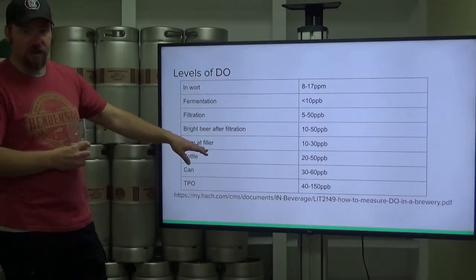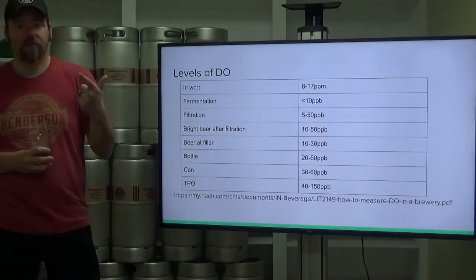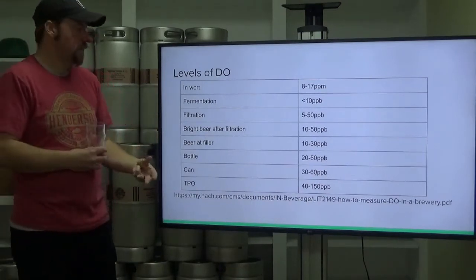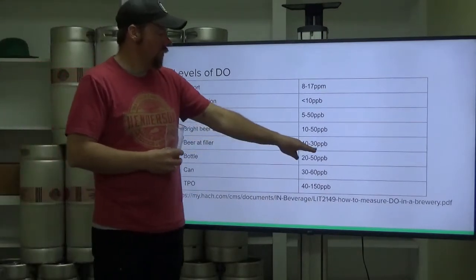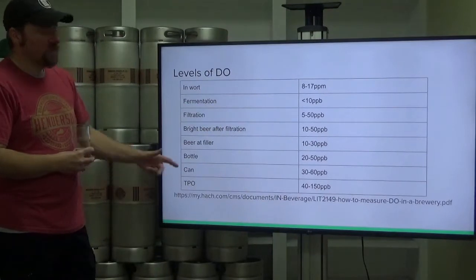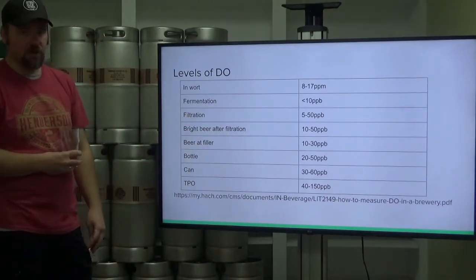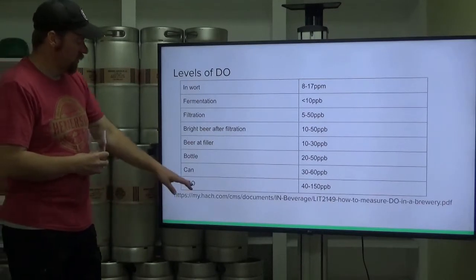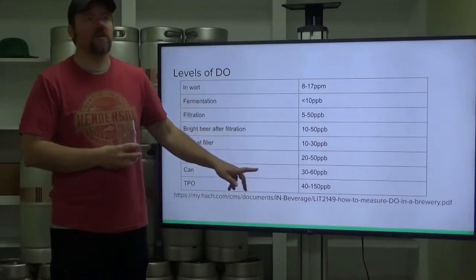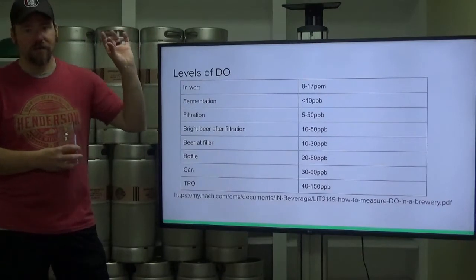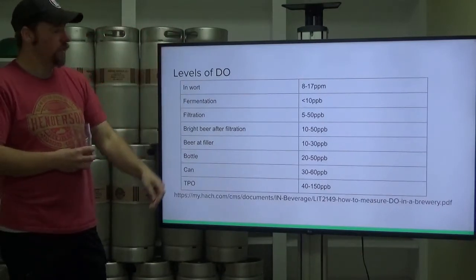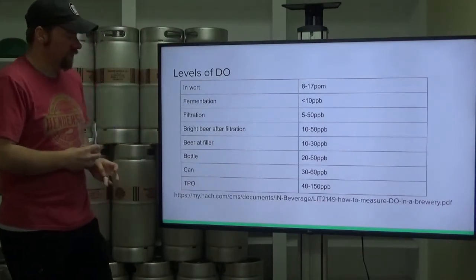Beer at the filler head, whether that be for a can, bottle, or keg, should be 10 to 30 parts per billion. And then once you're in your package, a bottle, 20 to 50, a can, 30 to 60 parts per billion. And then the total package oxygen, which includes dissolved oxygen and the oxygen in the atmosphere above the beer, is 40 to 150 parts per billion.